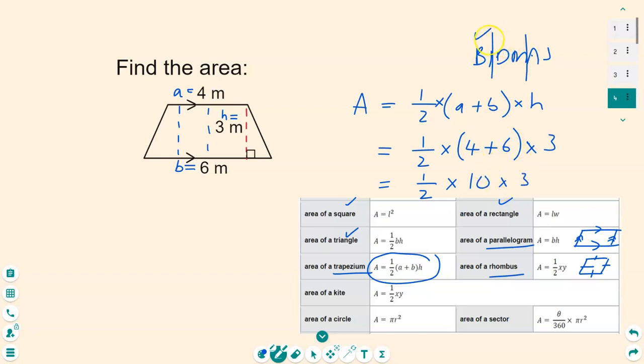And then there's no indices, no division. We've got some multiplication. So we just have to do that. Half times 10 times 3. 15. And what are the units? Area, think squared. We input meters, so we should get out meters squared. So the area of this trapezium is 15 meters squared. Remember that A and B are the pair of parallel sides. H is the distance between the parallel sides.